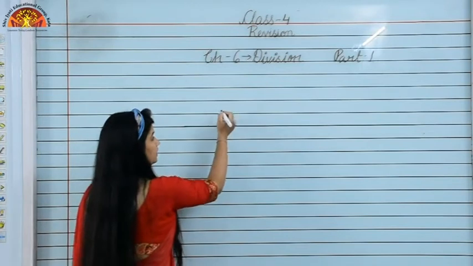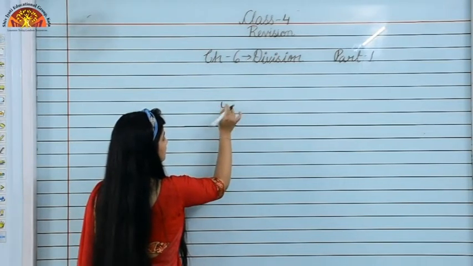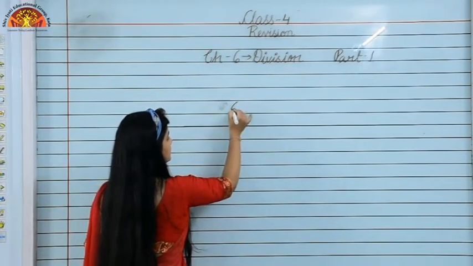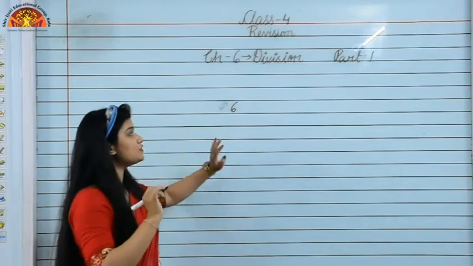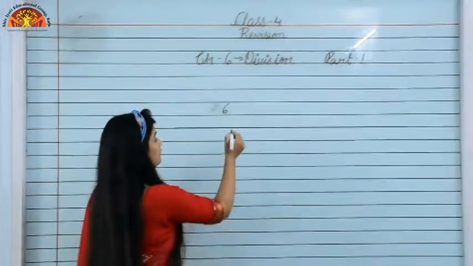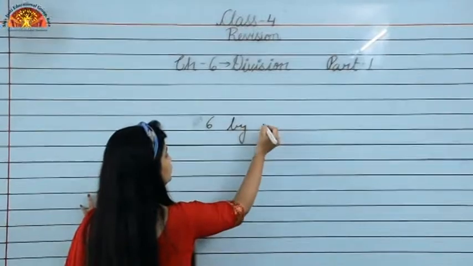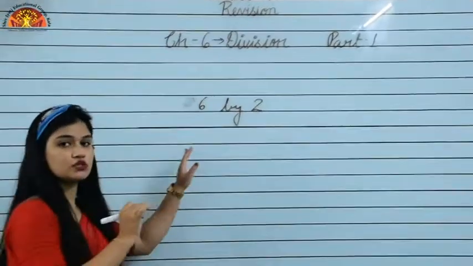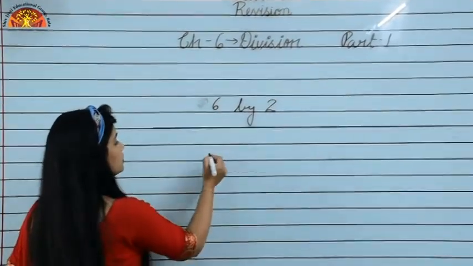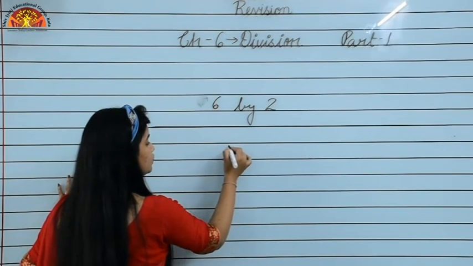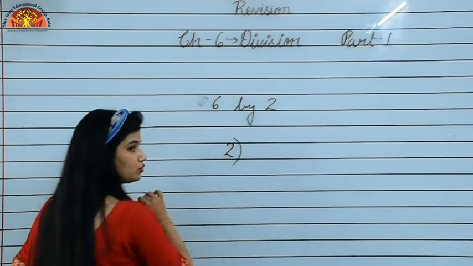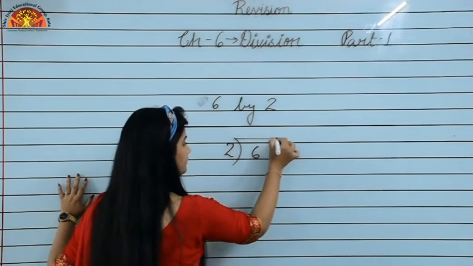Suppose we take small numbers and I am taking the first is 6 and we have to divide this 6 by 2. हमें क्या करना है, 6 को 2 से डिवाइड करना है. So how we can divide 6 by 2? We have to write 2 here and 6 here.